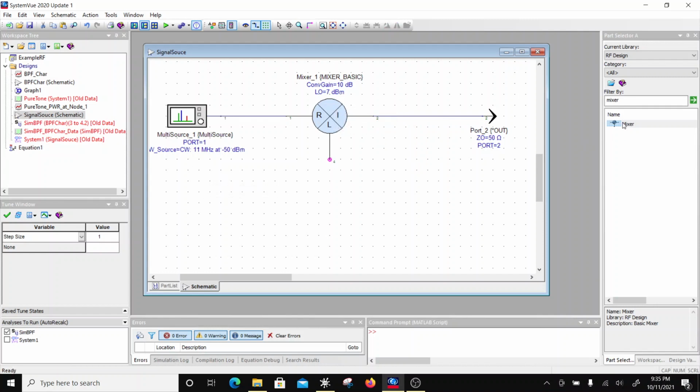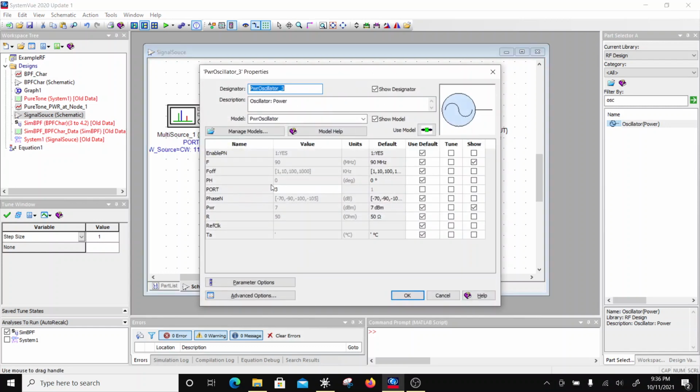So here, let's see if I have an oscillator. There is an oscillator here, and here we specify the frequency of oscillation, right? So the frequency of oscillation here is going to be 3.5 gigahertz, right?